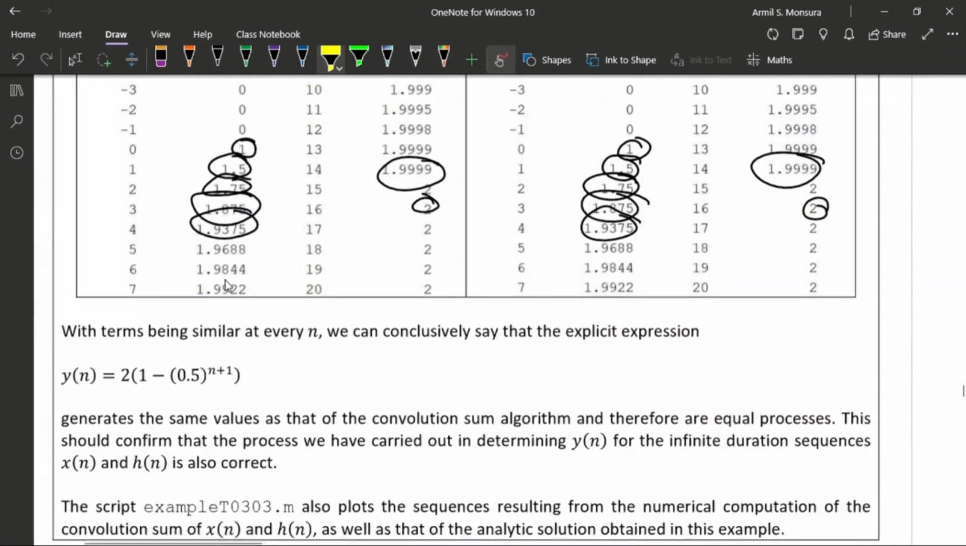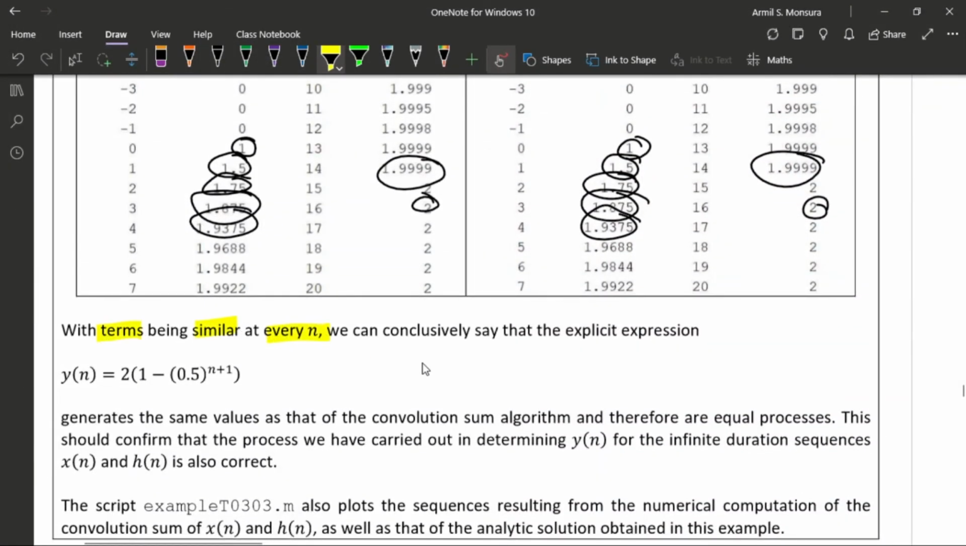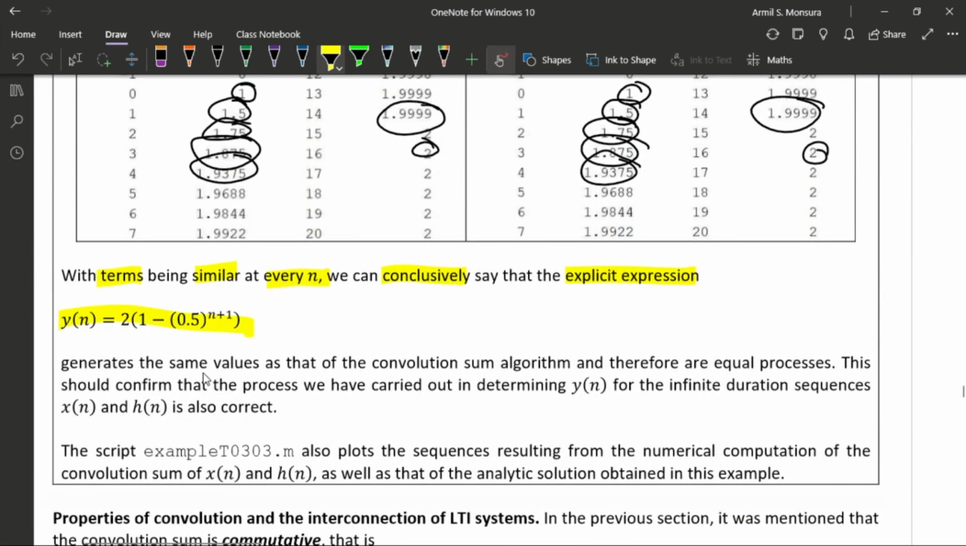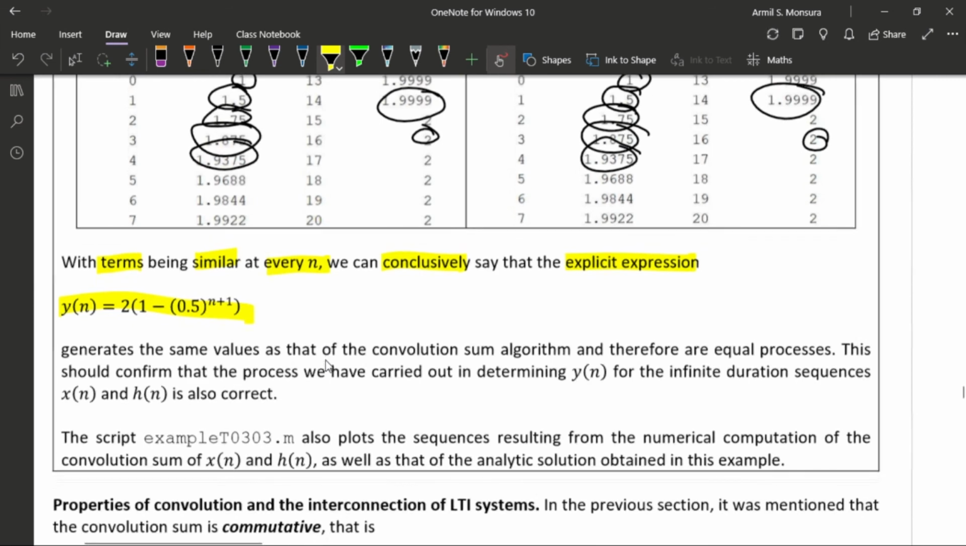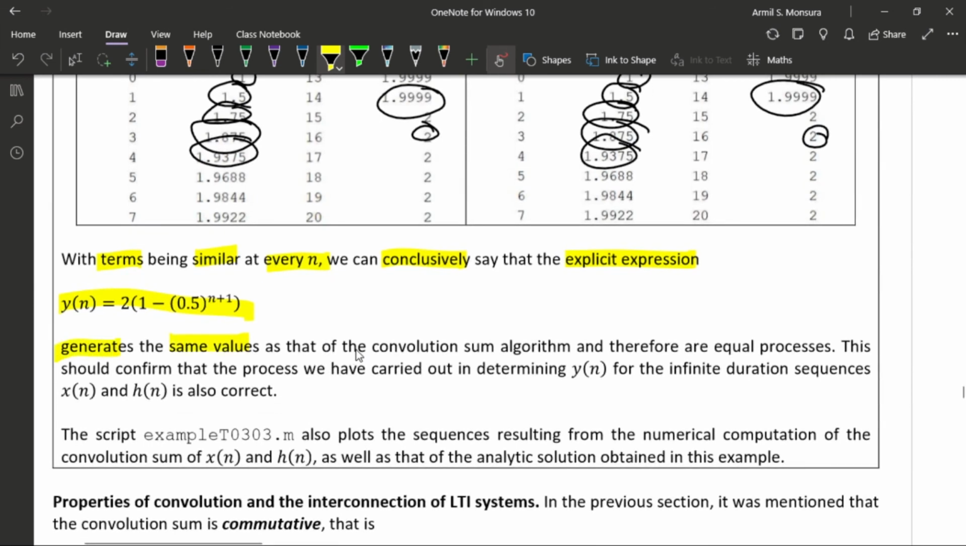So ano yung conclusion natin? With terms being similar at every n, okay, we can conclusively say that the explicit expression that we have obtained using the analytic solution of the convolution sum generates the same values as that of the convolution sum algorithm, and therefore those two algorithms, this formula and that of the convolution sum algorithm, are therefore equal processes. So, ibig sabihin, it reinforces the idea na tama yung sagot natin. Yun yung point ko dito. Okay? It reinforces the idea na tama yung sagot natin.